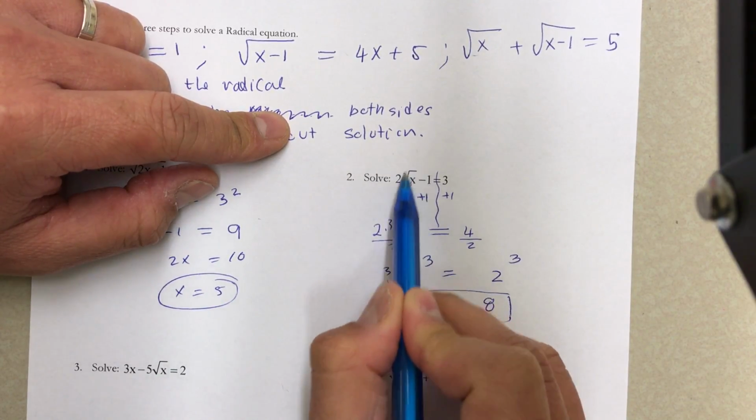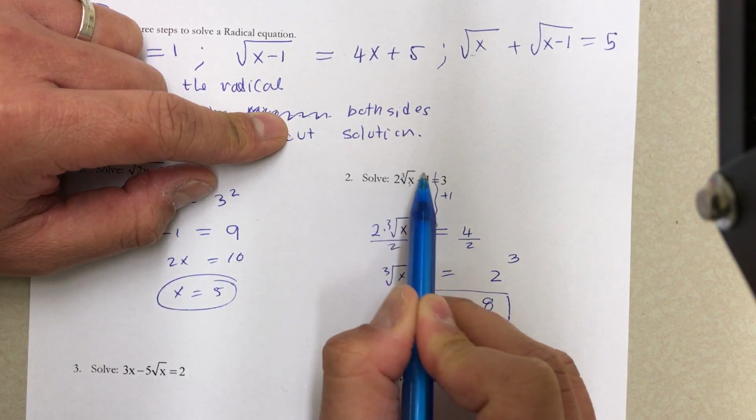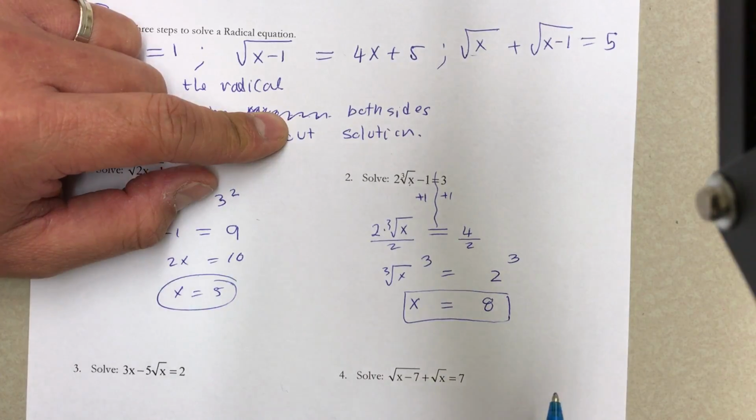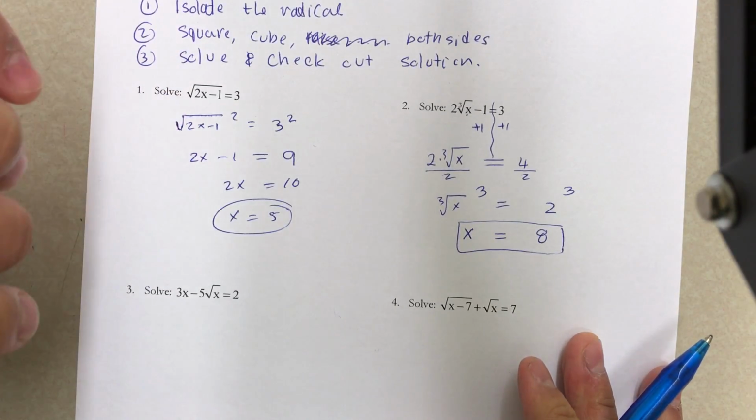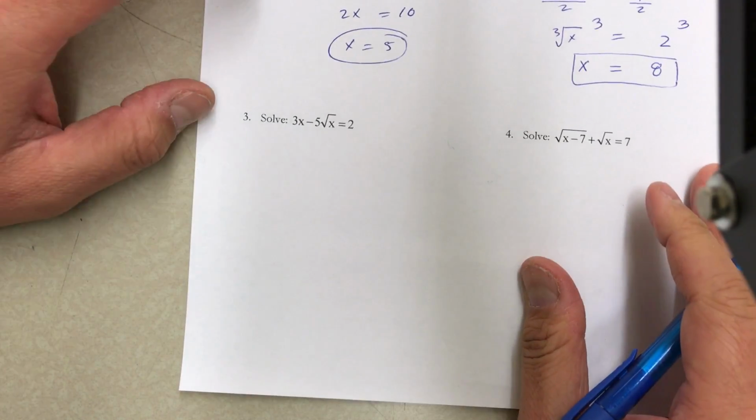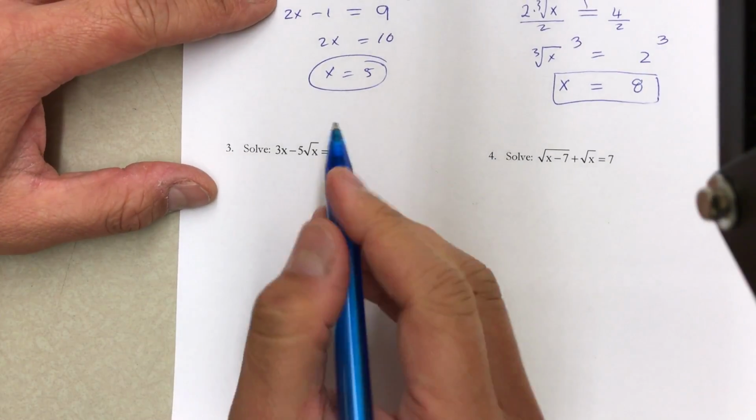Plug 8 in there. That gives you 2. 2 times 2 is 4. 4 take away 1 is 3. That works out. That's our solution. We are done. All right, number 3.